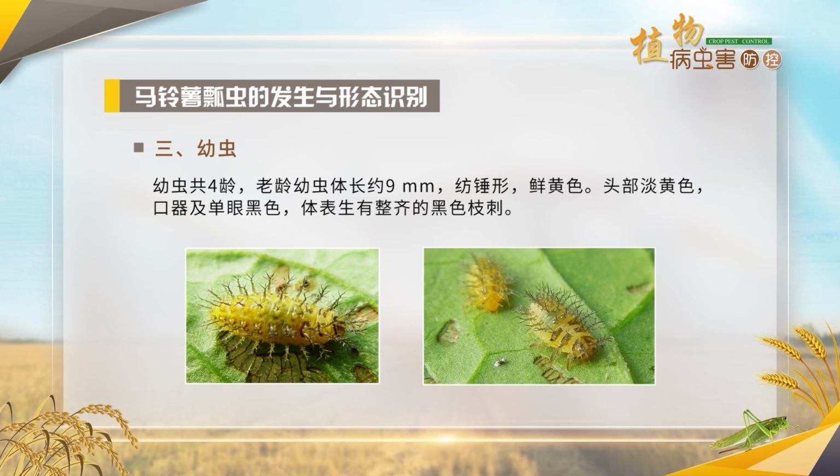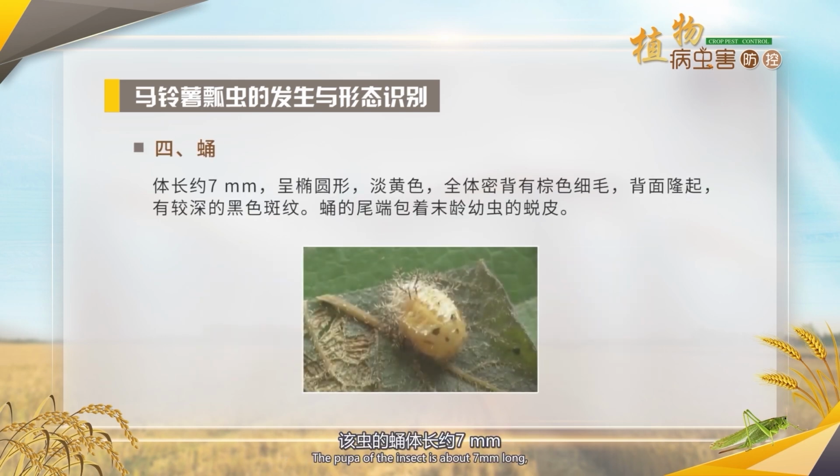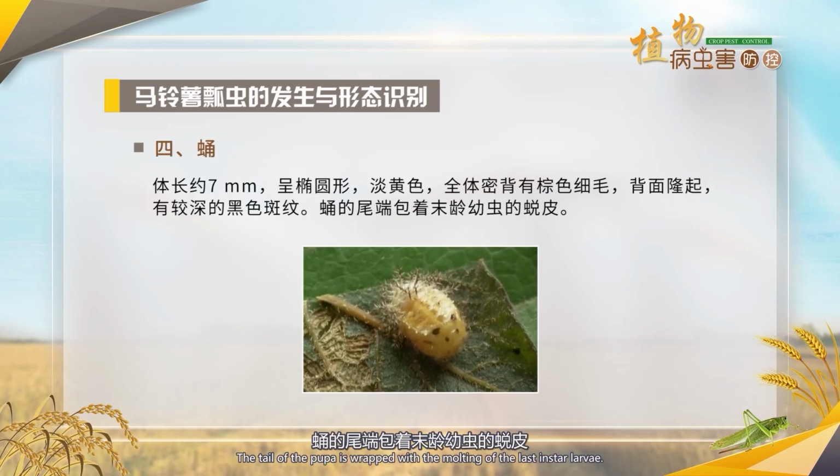The pupa of the insect is about 7 millimeters long, oval, light yellow, with brown fine hairs on the whole dense back, raised on the back, and dark black stripes. The tail of the pupa is wrapped with the molted skin of the last instar larva.